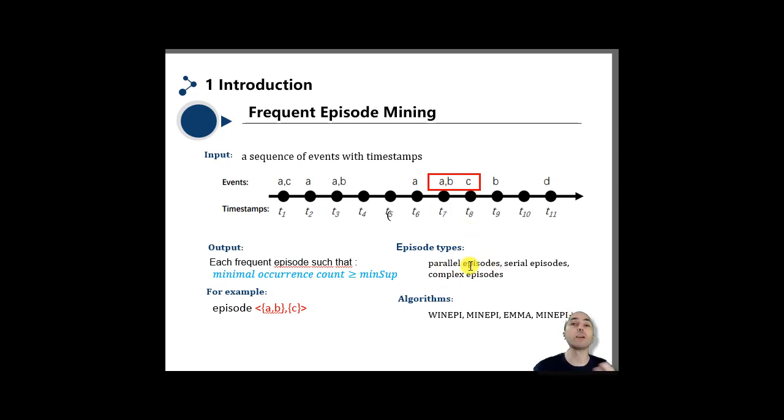There are different types of episodes we can find, and usually we need to set a parameter like the window. So we want an episode like AB followed by C to appear within some maximum amount of time. There are many algorithms, and here I list a few of them. We set the parameter minimum support, and the algorithm will tell you all the episodes that appear at least this minimum number of times in your data.